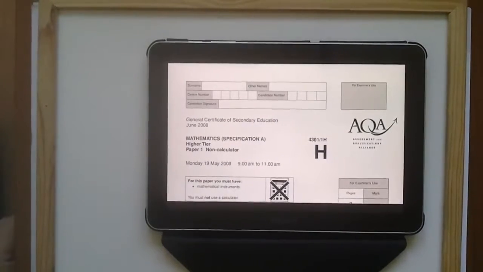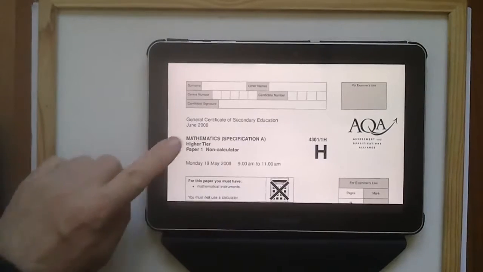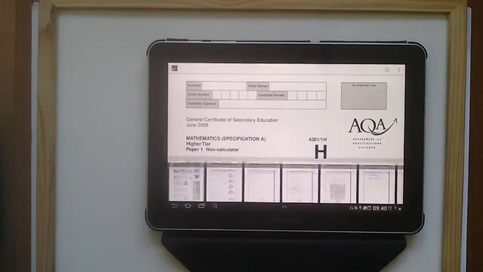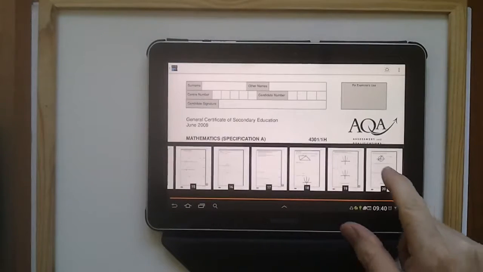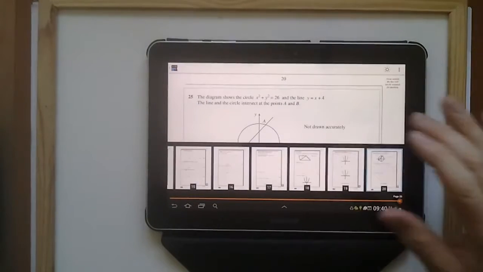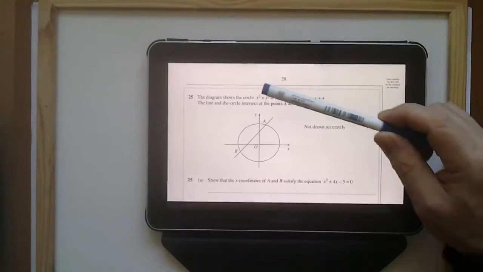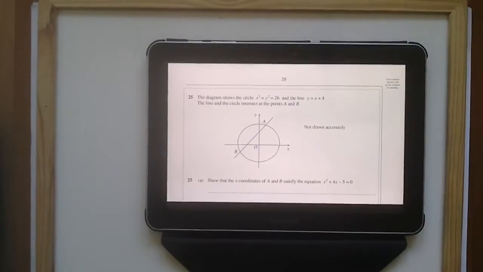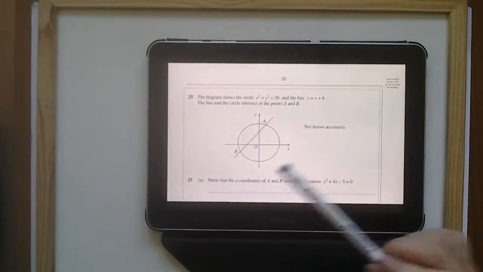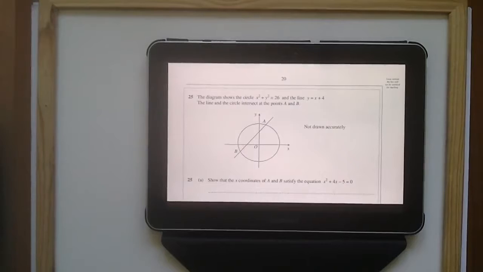Okay, here's a question from the GCSE paper, AQA board, June 2008. It's from the back of the paper, so it's one of the most challenging. And here's the question. The diagram shows the circle x squared plus y squared equals 26, and the line y equals x plus 4. The line and the circle intersect at points A and B. Show that the x coordinates of A and B satisfy this equation.